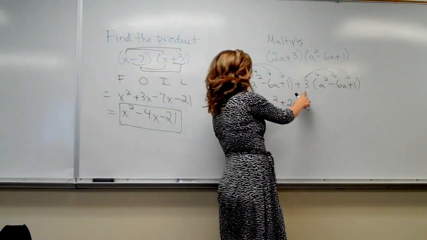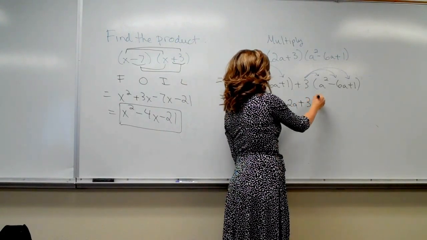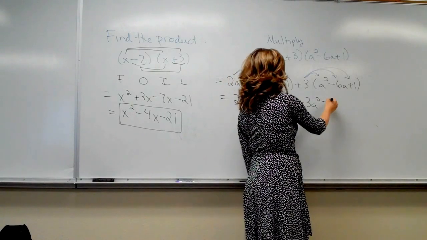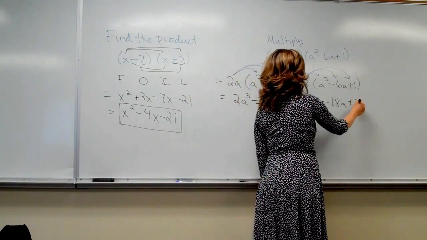All right, now let's do the second part. Plus 3 times a squared is plus 3a squared. Plus 3 times minus 6a is minus 18a and plus 3 times 1 is plus 3.